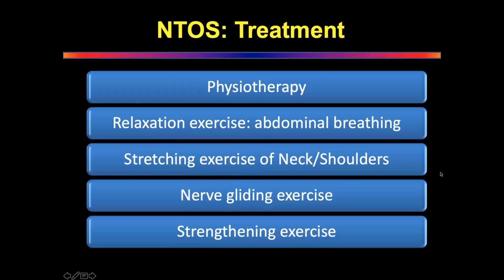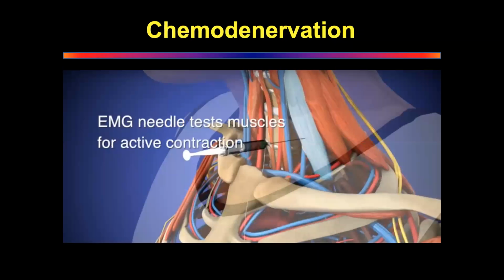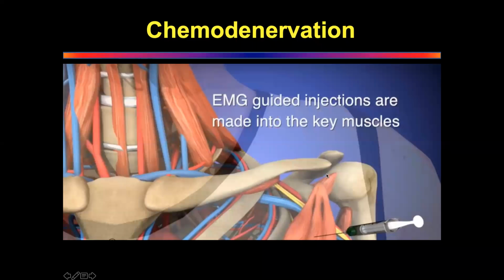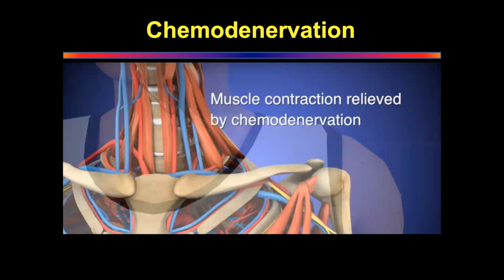Okay. So let's look at chemodenervation. In chemodenervation, what you do is you use an EMG guided needle. Okay, so the needle tip is connected to the EMG, and you look for active contraction. As the needle goes in, you look on the screen for active contraction. So active contraction tells you that you're in the correct area, and then you inject Botox or whatever else in specific muscles that you want to denervate, and then that will cause relaxation of the muscles, and that will cause release of the symptoms. Okay, all right.